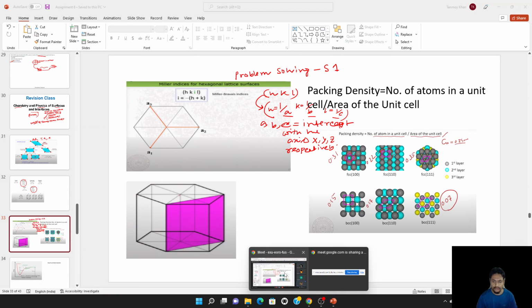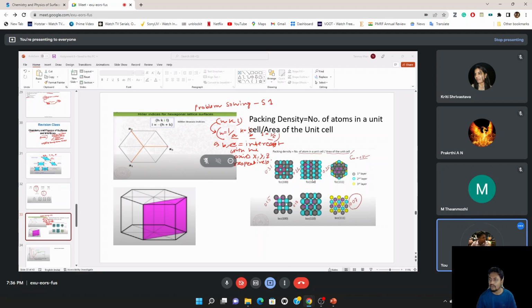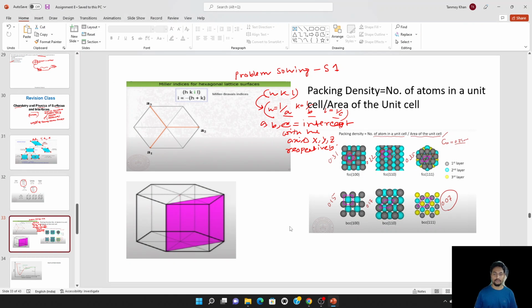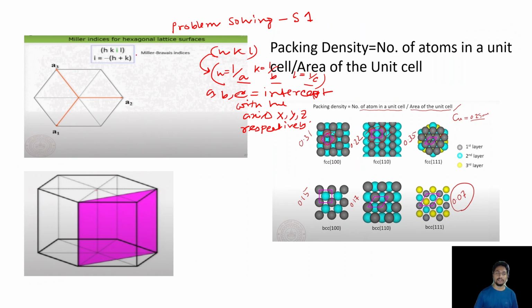Somebody's mic is on, or I don't know, I'm getting some kind of sound. Okay, no problem. So these are the things in case of the normal cubic system. We know how to assign Miller indices. But in case of hexagonal, it is different. There is another parameter, that is i, right? That is i.